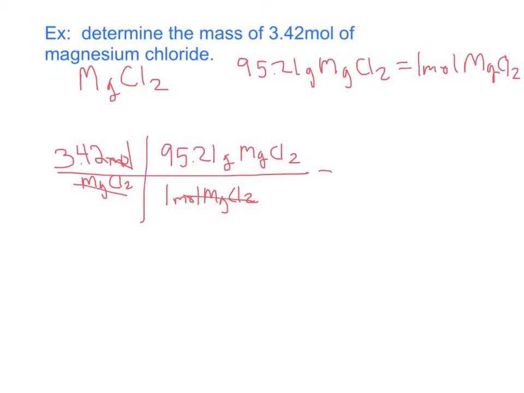And then your calculator would tell you an answer of 325.618 grams. But of course, we have to keep the same number of sig figs. Our original number has 3. So our final answer also has to have 3. So it's going to be 326 grams of magnesium chloride. There you have it.